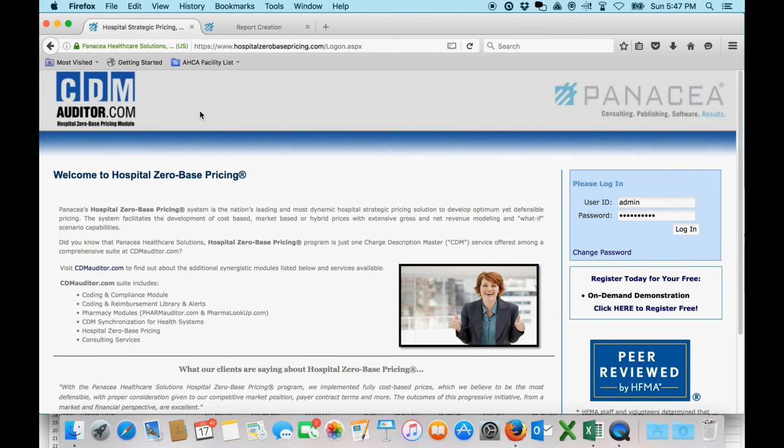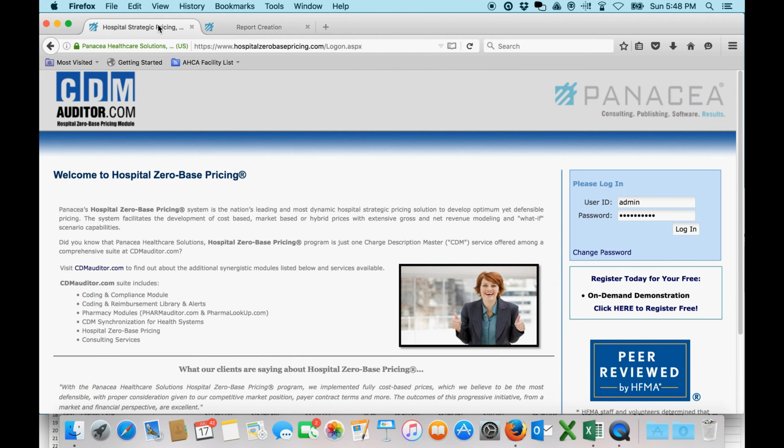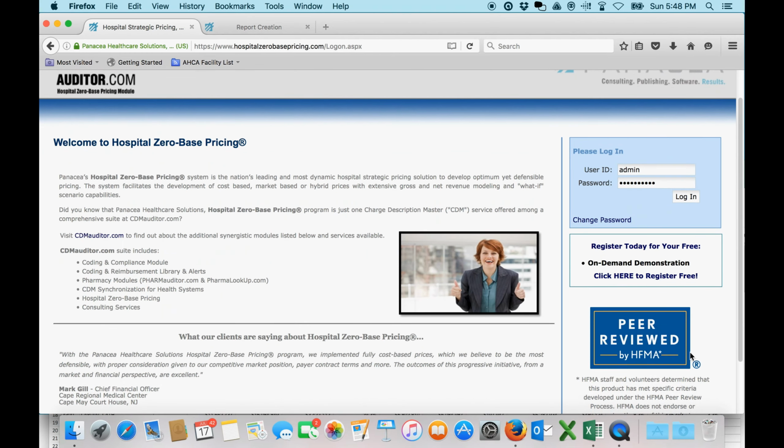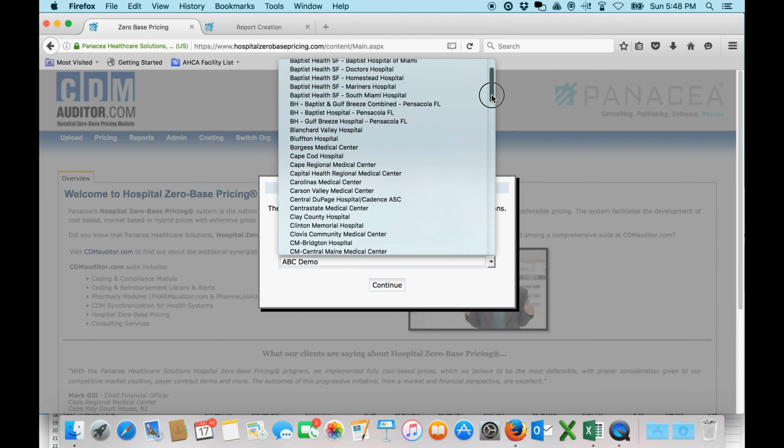The hospital zero-based pricing system is one of many modules within the CDMauditor.com suite. But today we're going to focus on the hospital zero-based pricing module. Similar to the comparative health data system, this module was also reviewed by the HFMA distinguished panel and by our clients, and we did receive the peer review designation, as you see here on the bottom of the screen. Let's log into the system. The system is web-based. It uses encryption technology.